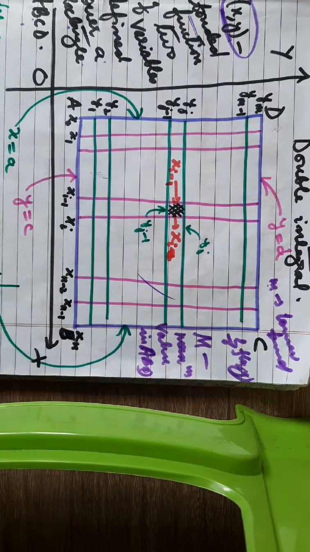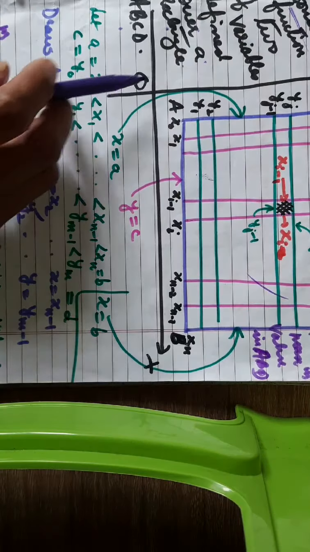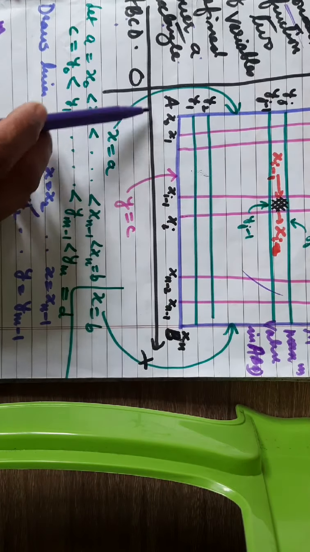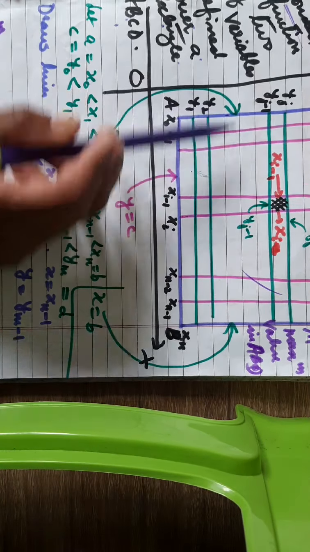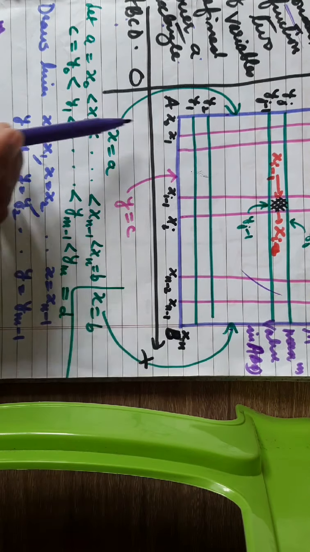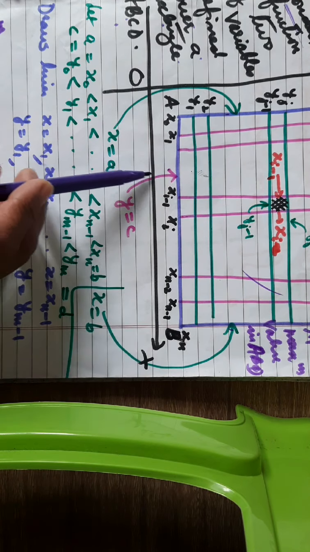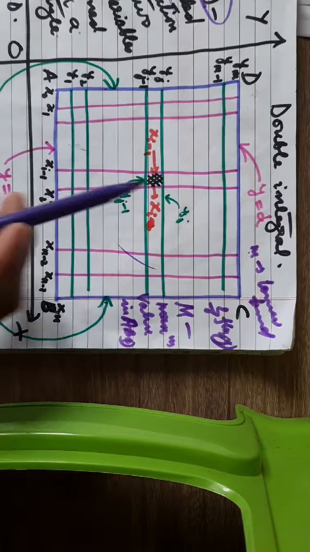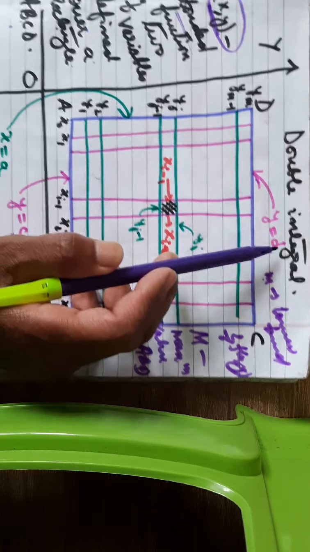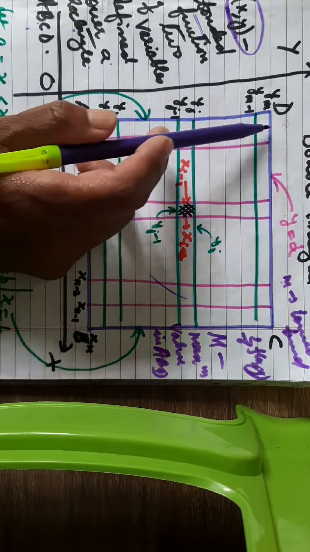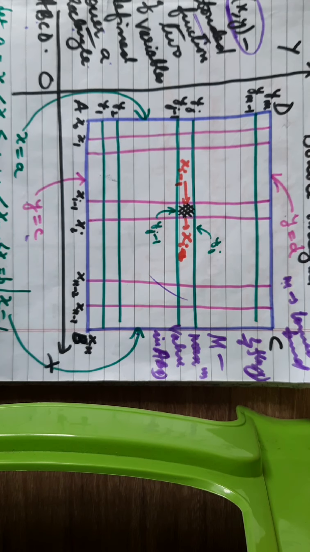So now, the first step. Suppose this rectangle is bounded by the line x equal to a, and the line x equal to b, and then it is bounded below by the line y equal to c, and above by the line y equal to d. Now let us divide this. Let a equal x0 less than x1 less than ... less than xn equal to b.